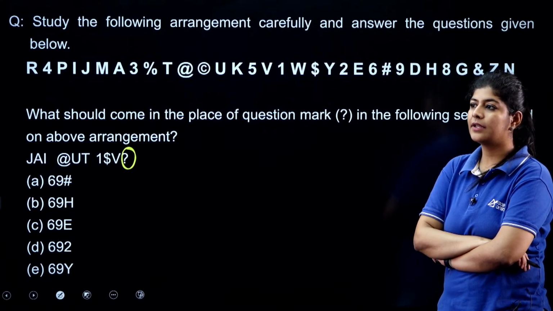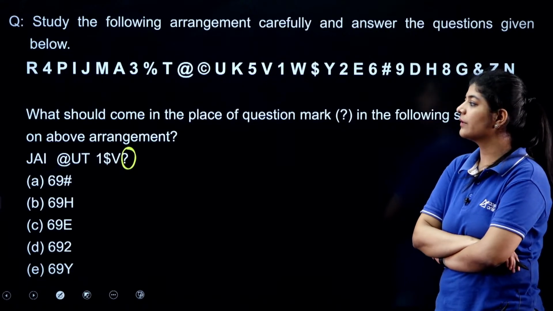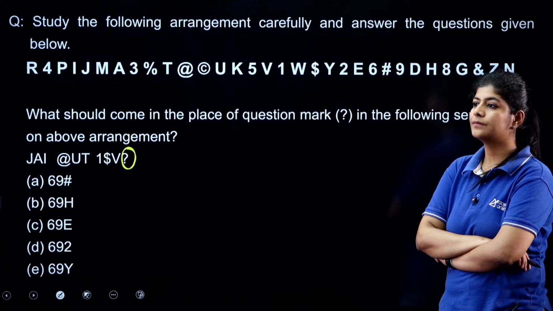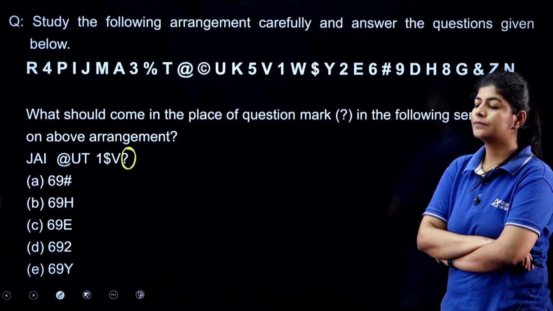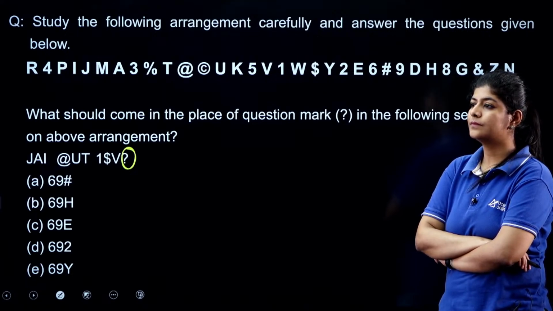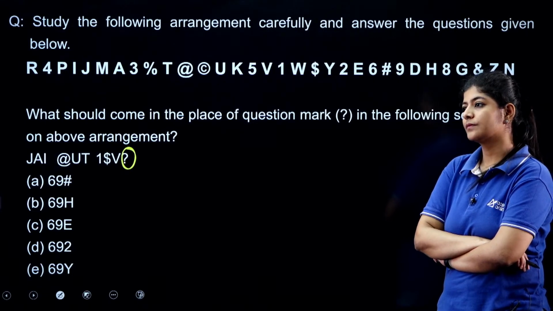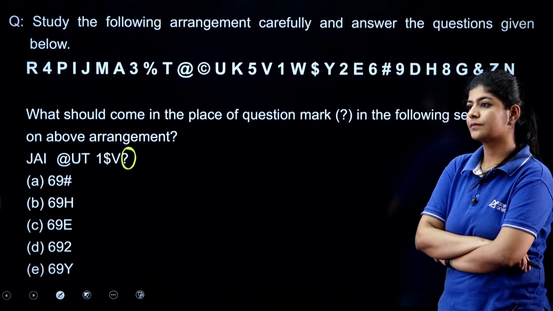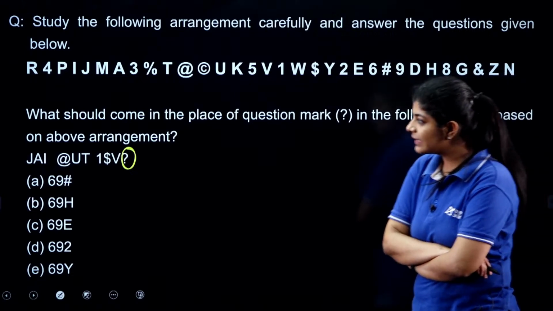Very good, Radhe, unknown, Lucifer, Chandrasekhar. Now try to solve this particular question. It's a very simple one.